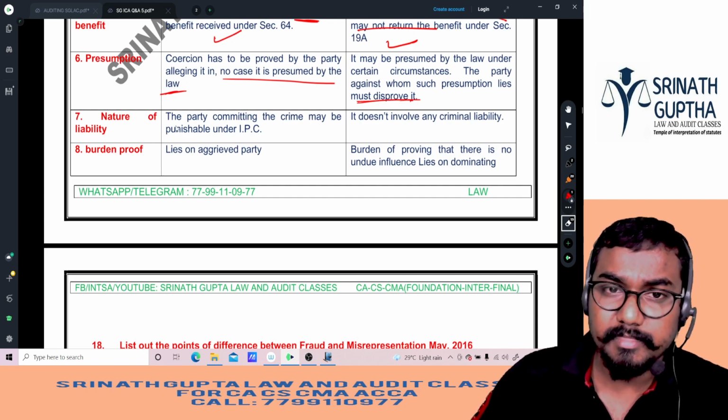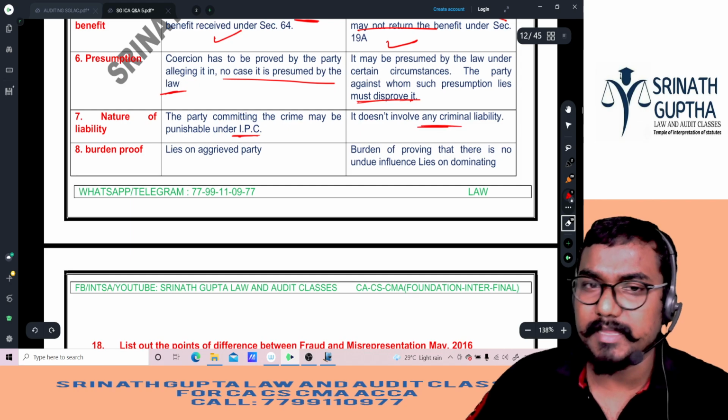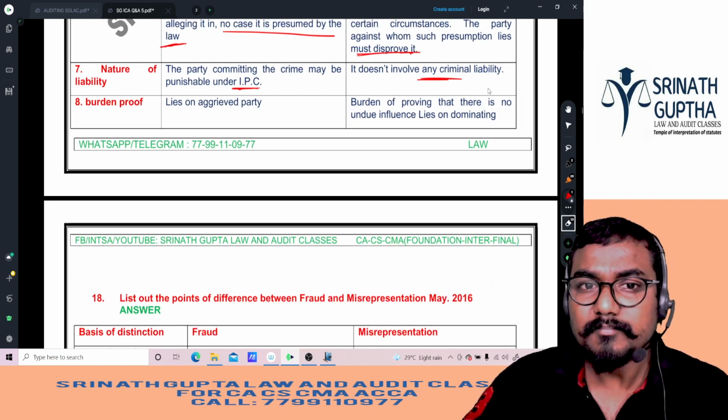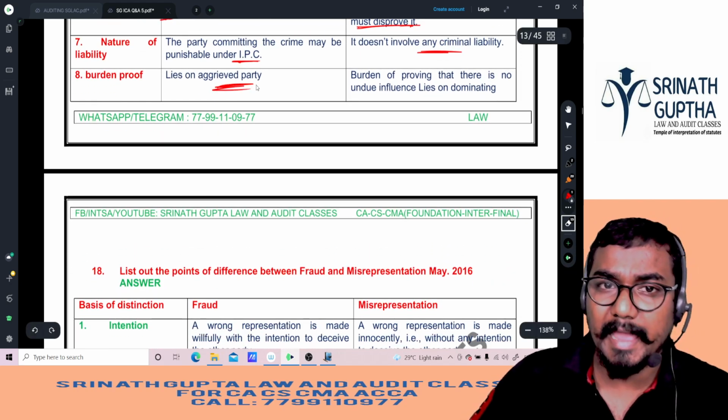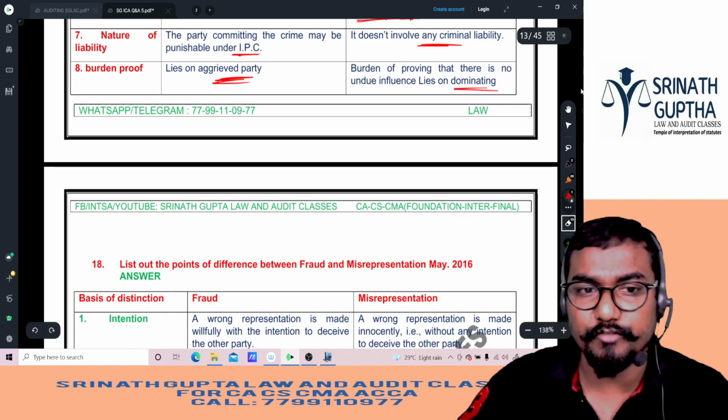Nature of liability. In coercion, the party committing the crime may be punishable under IPC. Undue influence does not involve any criminal liability. In coercion, the burden of proof lies on the aggrieved party. In undue influence, the burden of proof lies on the dominating party. He has to prove that there is no undue influence.